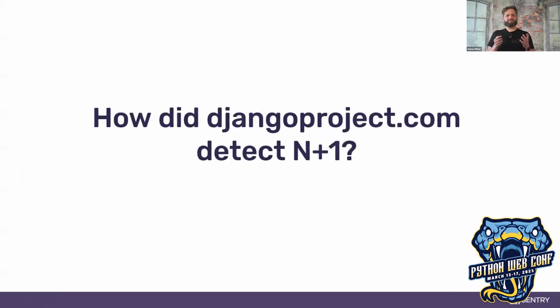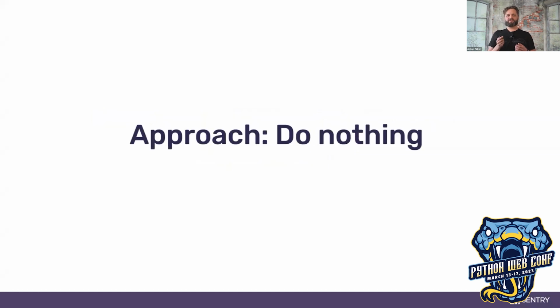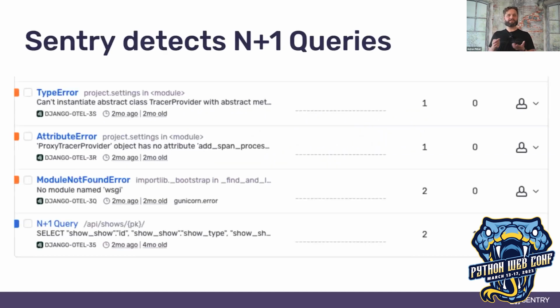But now the question is, how did they detect this N+1 problem? Because the website, djangoproject.com, or the docs website, has been here forever. It's at least 15 years old, I guess, because Django has been around since I was 24 or something like this. And what approach did they take to find this N+1 problem? They chose the approach of doing nothing, because the site was working, everything was fine, so they did nothing. But how did they discover it? They did not, but Sentry did.